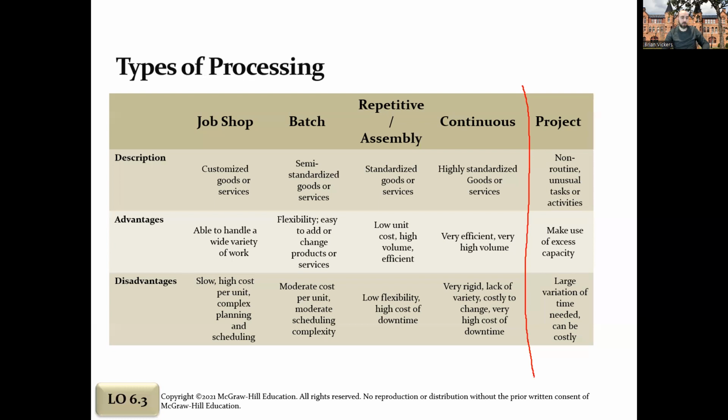Very efficient, high volume, but the very high volume would be your continuous, where it's constantly processing something through it. A disadvantage of a job shop is that it's slow. The cost per unit is very high. You have to plan everything out. You've got to schedule the right knowledgeable people. The disadvantage of continuous is that there's no variety whatsoever. You do this, and if you want to do something else, it's going to mean all new facility space.